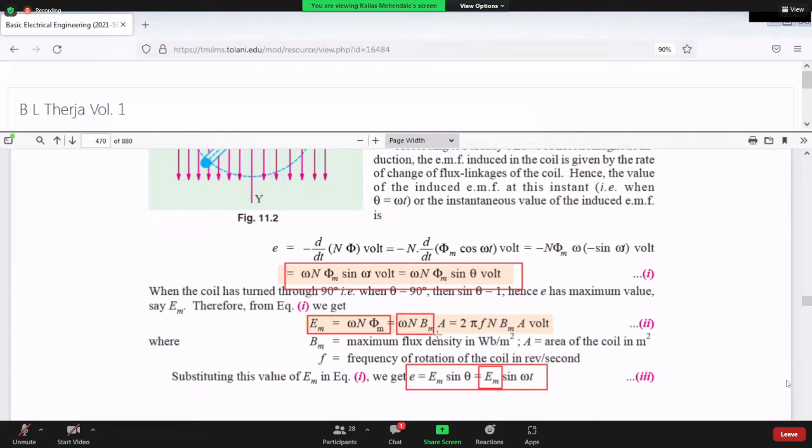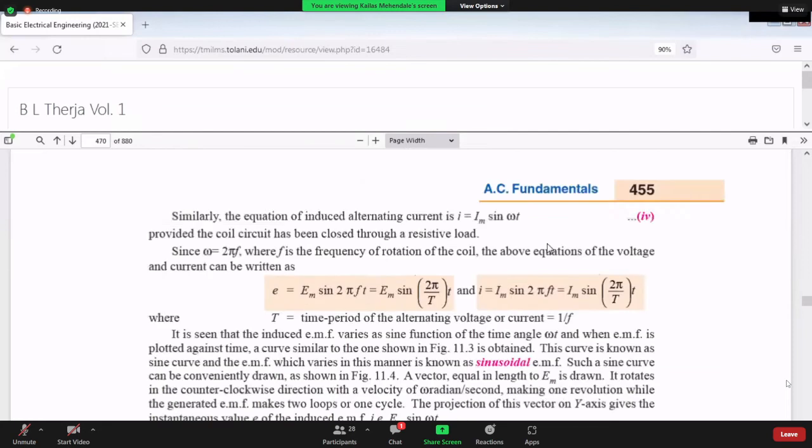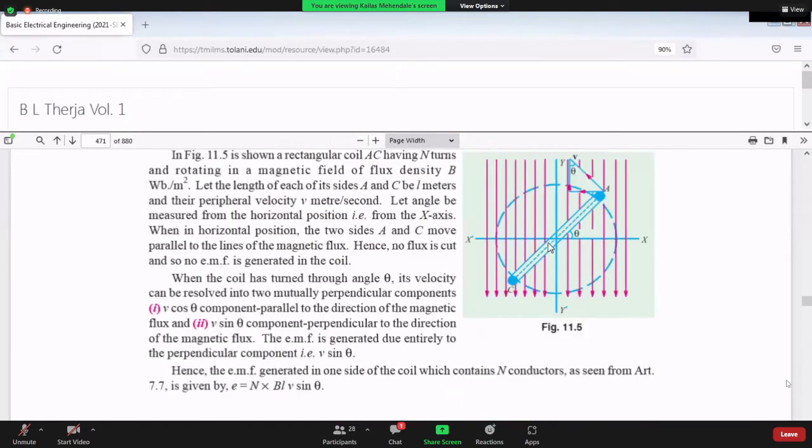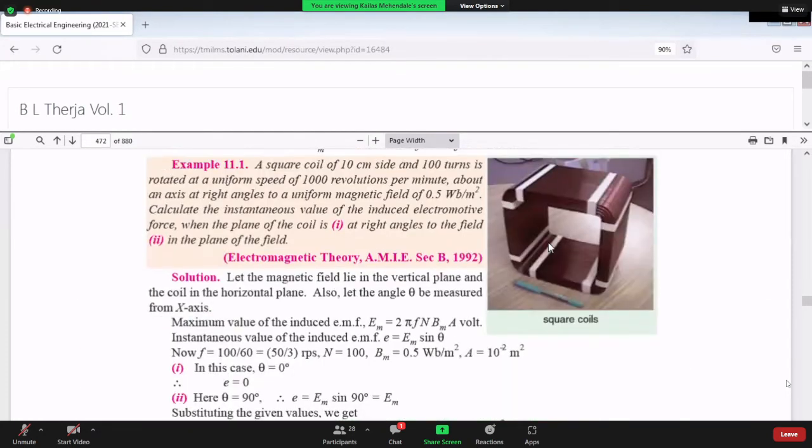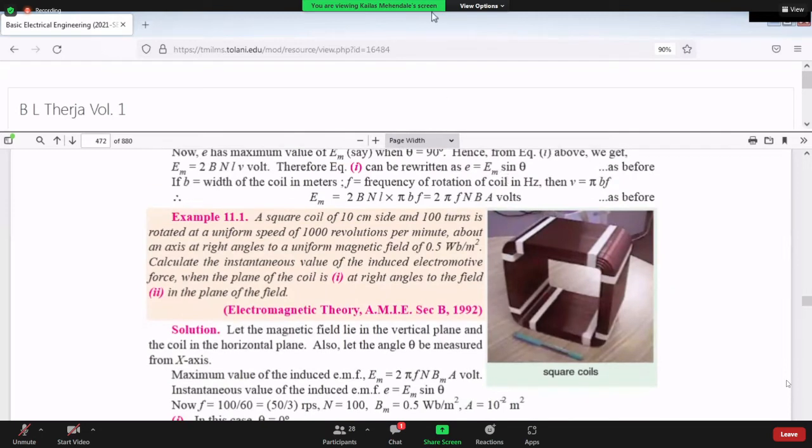That can also be written as, maximum flux can also be written as Bm into A, where Bm is the flux density, A is the cross-sectional area, and the omega can be rewritten as 2 into pi into F, right? And there is a solved numerical after this, so you can go through that. Here is the solved numerical, example number 11.1. Please go through this particular numerical. It will clarify many of your concepts.